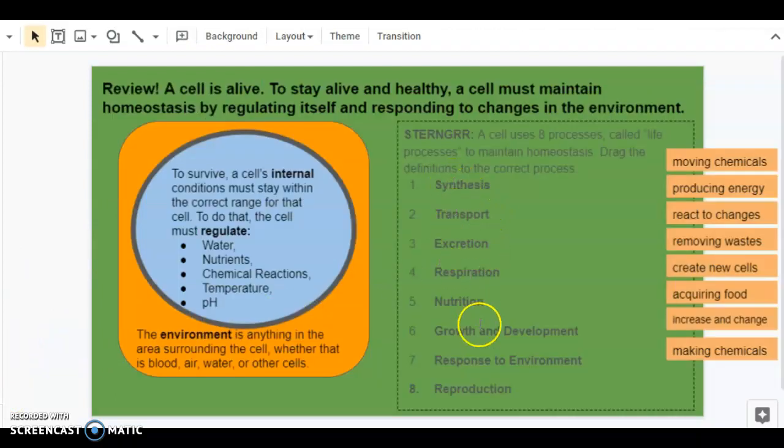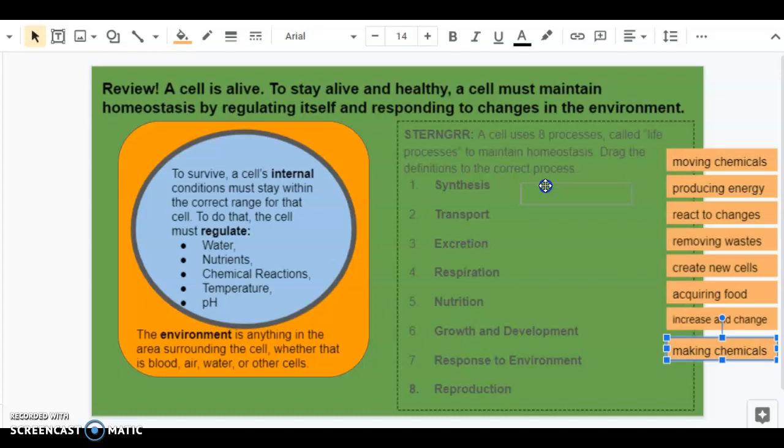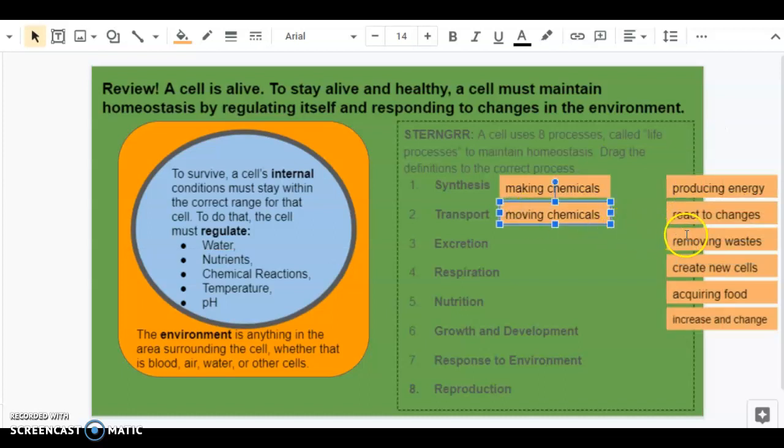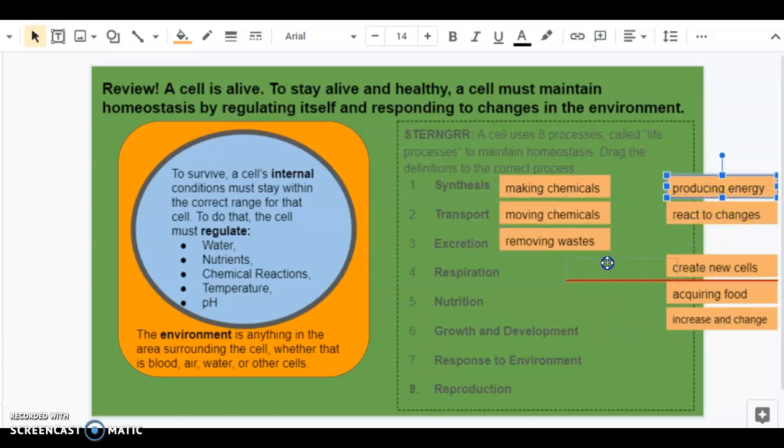So here we see Stirringer one more time, and some labels to match what these words mean. Take a minute and try to match up the labels, then come back here and check and see how you did. Synthesis describes making things, like chemicals. Transport is all about moving things. Excretion is about getting rid of waste products. Respiration, which we studied in the last presentation, is about producing energy.